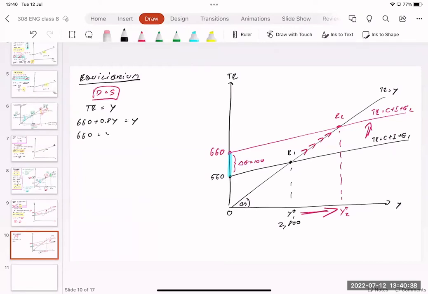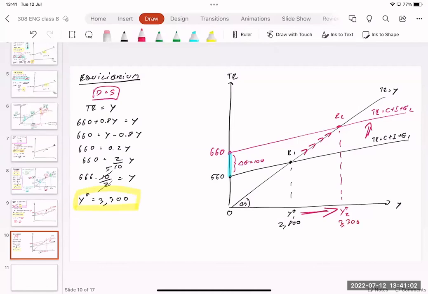660 equal to Y minus 0.8Y. 660 equal to 0.2Y. 0.2 is like 2 over 10, right? 660 multiplied by 10 over 2. 10 over 2 is 5. So Y star equal to 3,300. So now I know that this is 3,300.